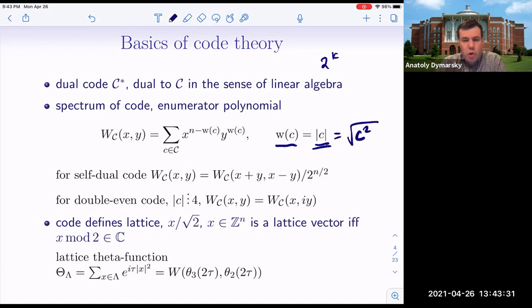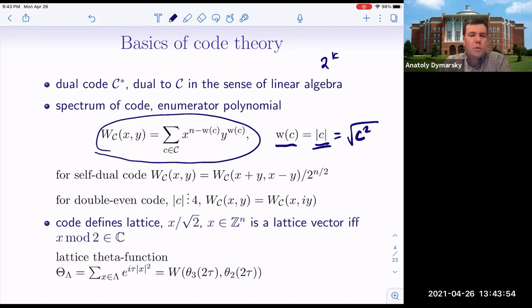The spectrum of the code is the Hamming weight, or the length of the vector, of every single code word of your code. So the spectrum of the code is basically 2 to the k numbers. It is convenient to encode this information in terms of a homogeneous polynomial. This polynomial is uniquely specified by the spectrum of the code. That's the only information which is in this polynomial.